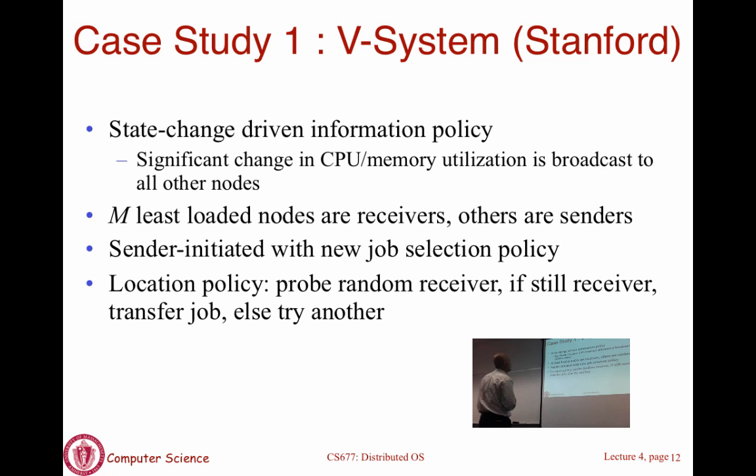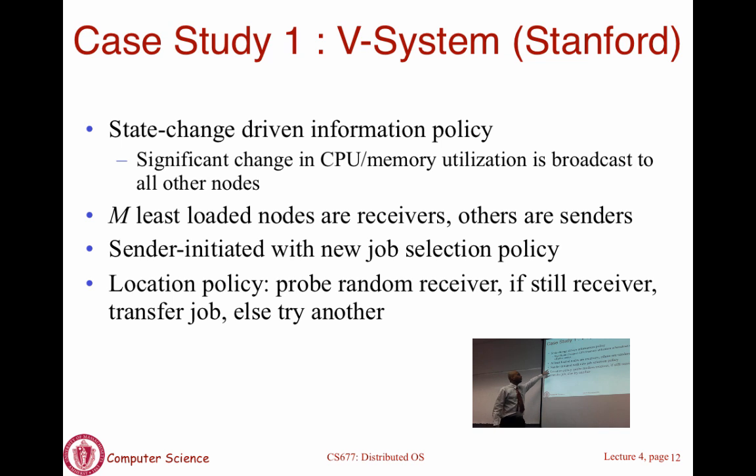The policy there was a state change driven information policy. So what that meant was each machine would monitor its workload, and if there is any significant change in the workload, maybe the workload increases by a certain amount or reduces by a certain amount, or the queue length increases by a certain value, you would broadcast that information to everyone else, which basically says to other machines, this is the new load on my system. Okay? So that's what is called a state change driven policy. Any significant change in CPU or memory utilization was broadcast to all other nodes.